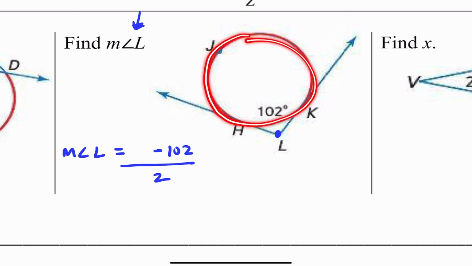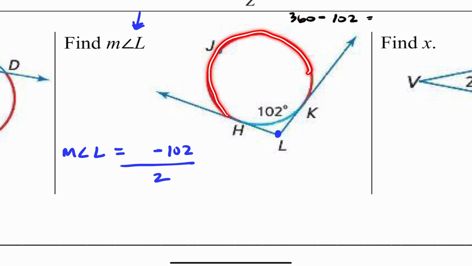Well, this is a circle, it's 360 degrees, right? So I can do 360 minus what's given, which is 102, right? And that's going to help me figure out this big arc here, which is 258 degrees, right? So this is 258 degrees.